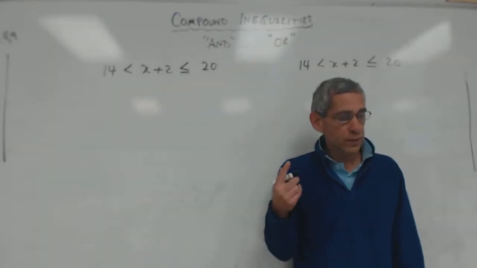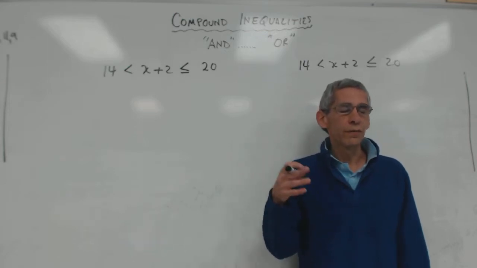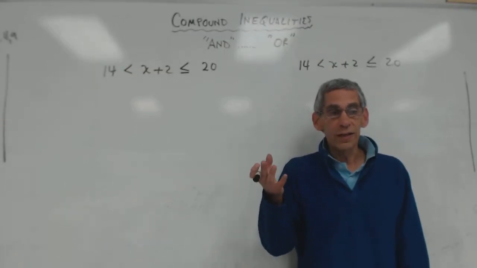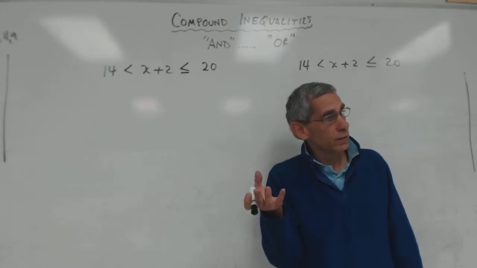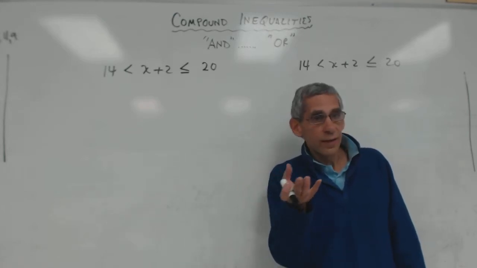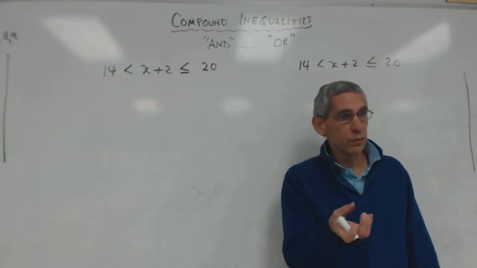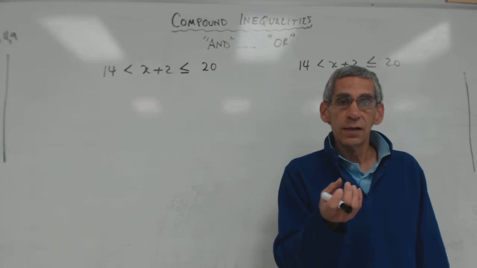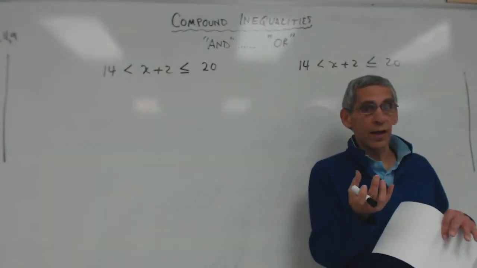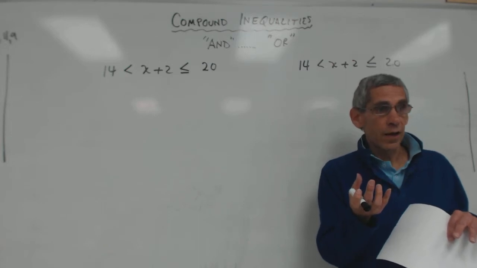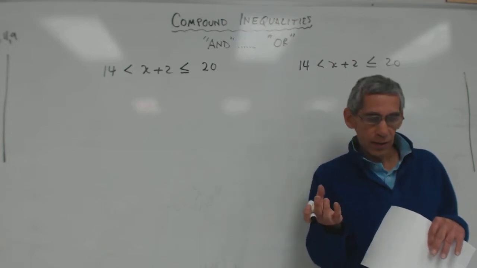Compound inequalities. Up to this point, yesterday, we talked about solving inequalities, and they look just like an equation, only they had an inequality sign: greater than, less than, greater than or equal to, or less than or equal to. And we learned that we could solve them exactly the same way, except not exactly, right? What if we multiplied?